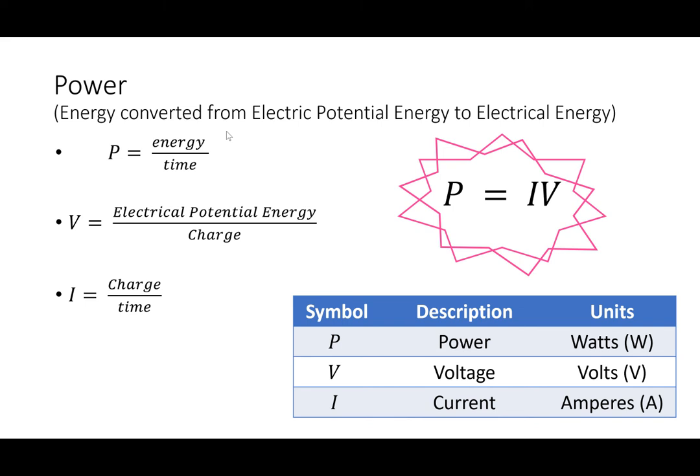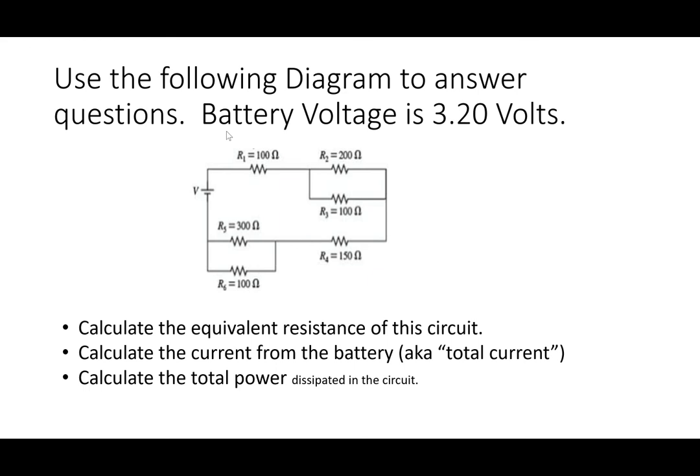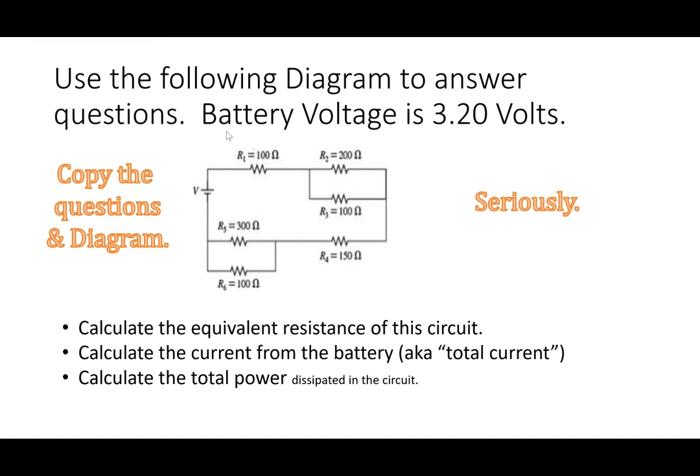Now, in applying these, we're going to need to go back to using a circuit diagram, and we're going to have a specific value here that our battery is 3.2 volts. I'm asking you to copy the questions in the diagram right now. Seriously, pause and do that.